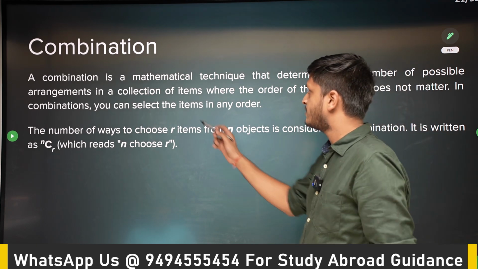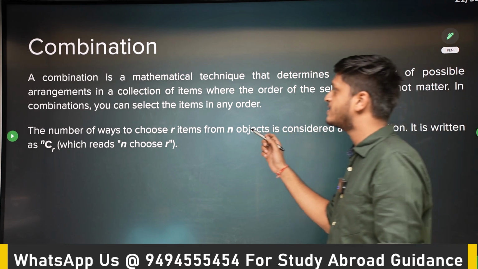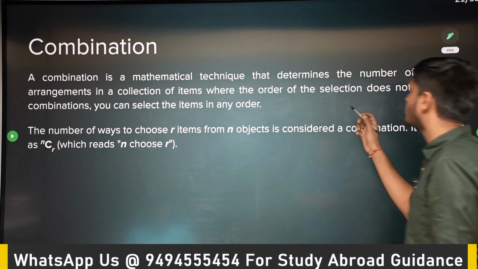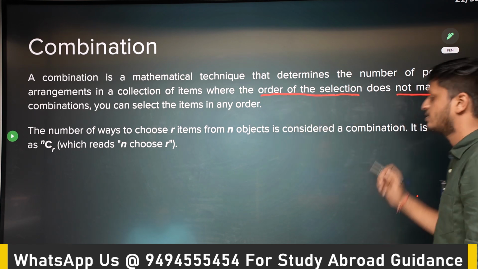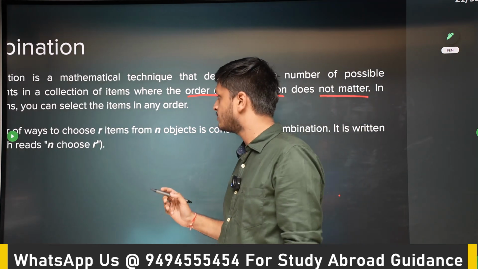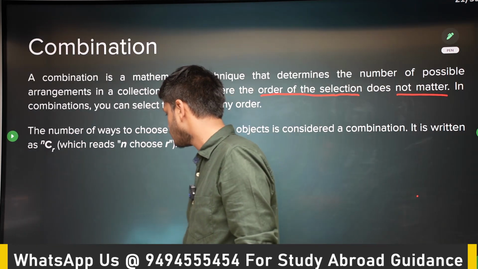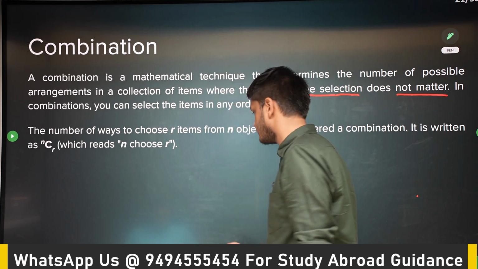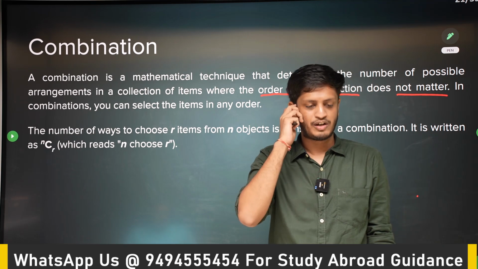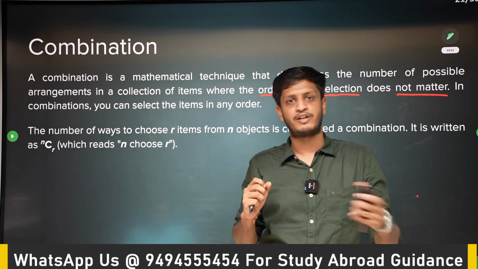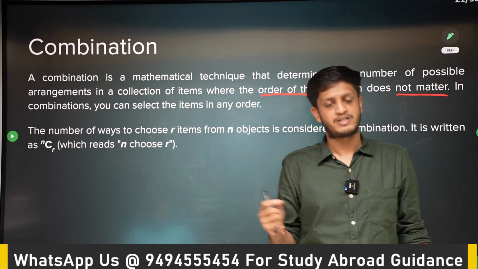A combination is a mathematical technique that determines the number of possible arrangements in a collection of items where the order of selection does not matter. What do I mean by this? In very simple terms, permutation is arrangement and combination is selection. When you have to select R items out of n objects, it is combination. When you have to arrange them, it is permutation.